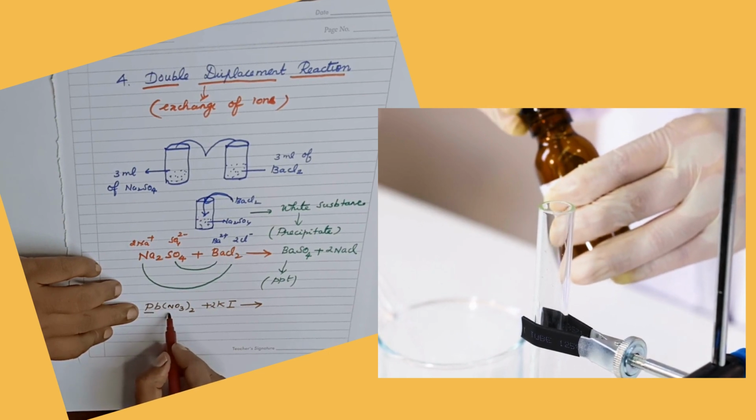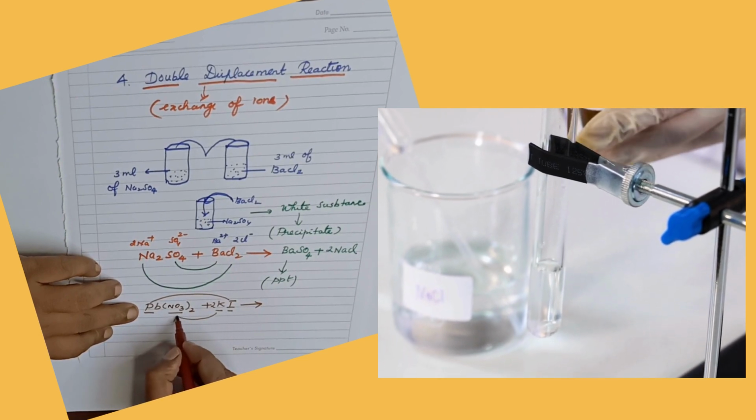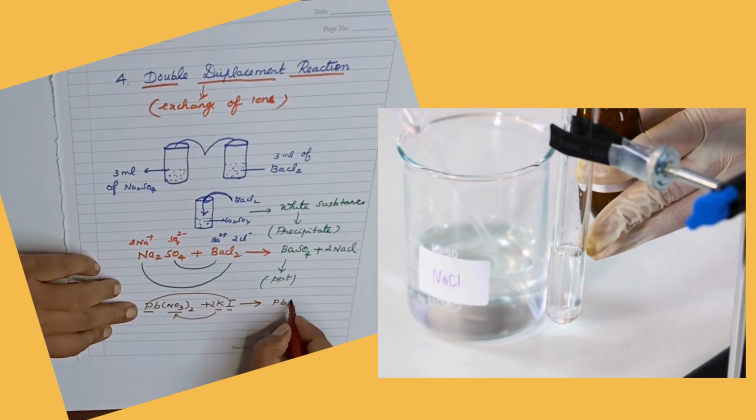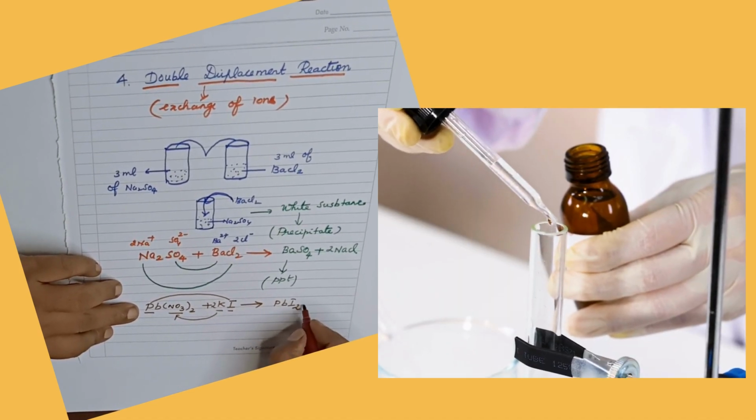This Pb²⁺, NO₃⁻, K⁺ and I⁻. Exchange of ions. This one is a positive ion, this one is a negative ion. The positive ion exchanges with the negative. So Pb combines with the iodine, and potassium combines with the nitrate. It forms PbI₂, lead iodide, plus 2KNO₃, potassium nitrate.